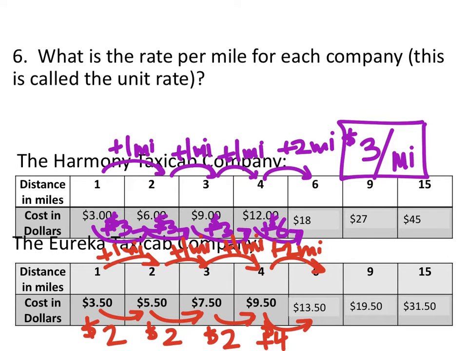And this is kind of the whole idea of this lesson: is it proportional? And that's what we're going to talk about here in just a second, okay? But yeah, for Eureka, they are charging $2 per mile. So even though they start out more expensive, very quickly they become the cheaper option. Put per mile on this one.